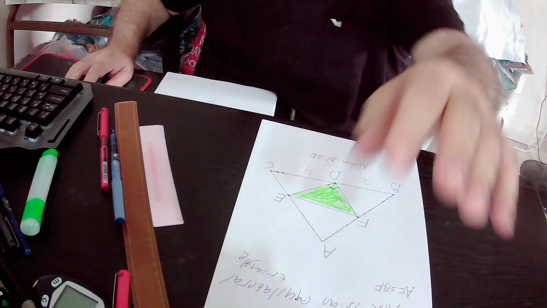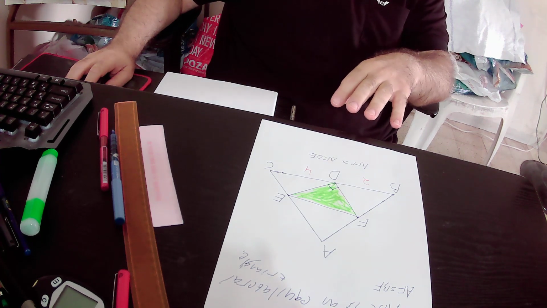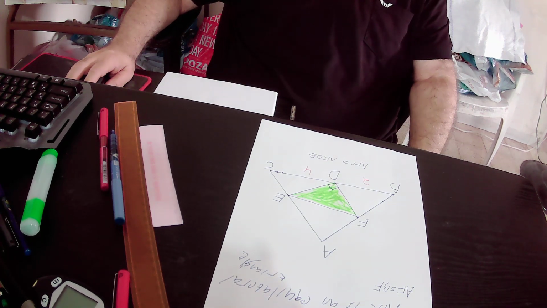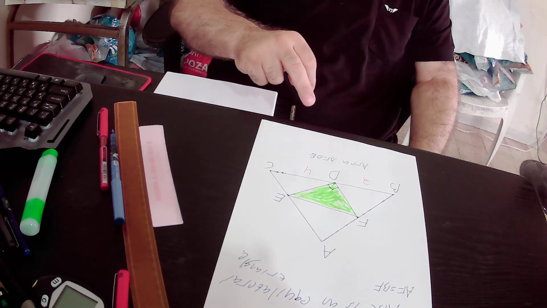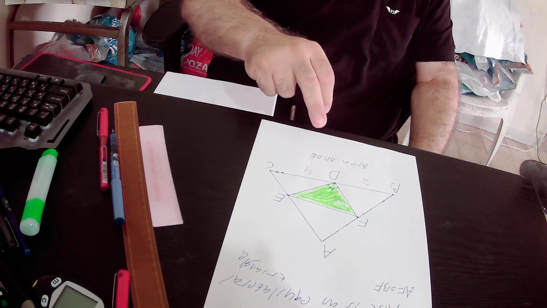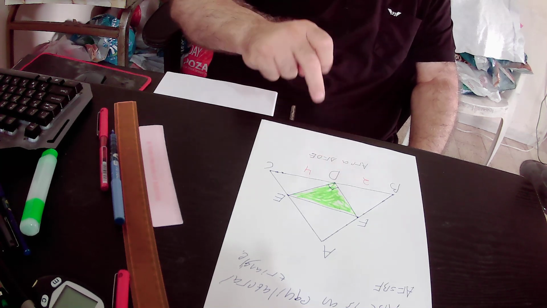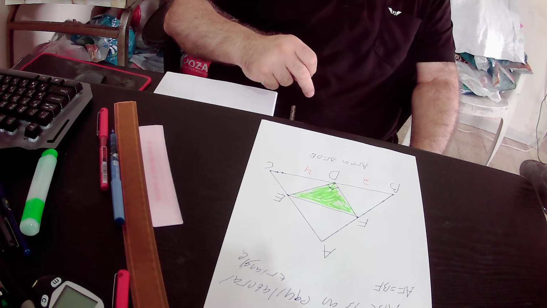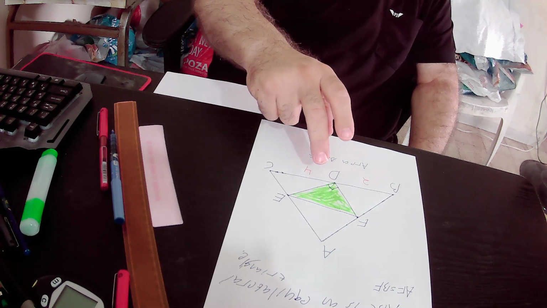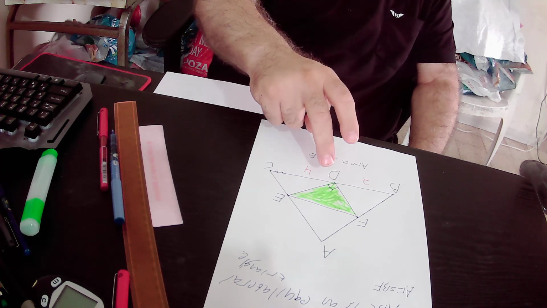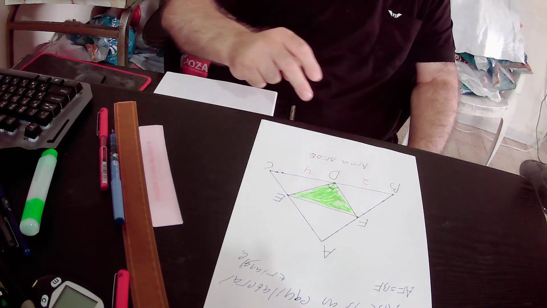Now, in this lecture, we will find the area of the green triangle. In the drawing, we have triangle ABC. It is an equilateral triangle, and inside triangle ABC we have the green triangle EDF.